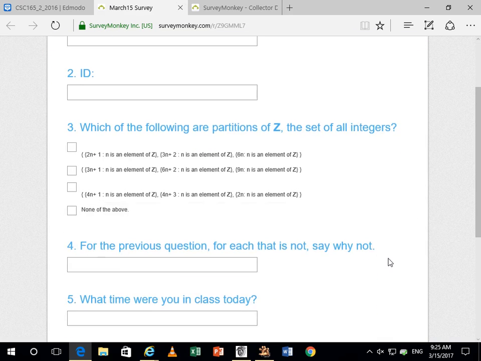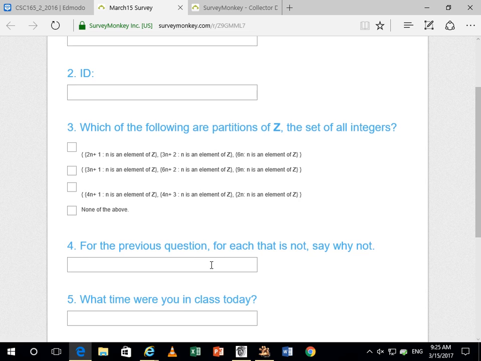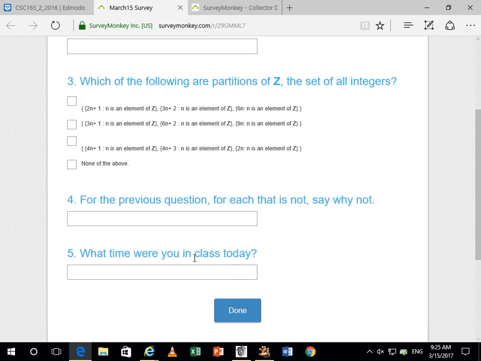Basically this is what you need to fill out today. Your name, your ID, and answer this multiple choice question. You can choose more than one. For question number 3, if you say it is not a partition, that means you don't check it. You check none of the above, for example. Then you have to say why not, which means give a counterexample. And last, just answer when you were in class today, and submit.